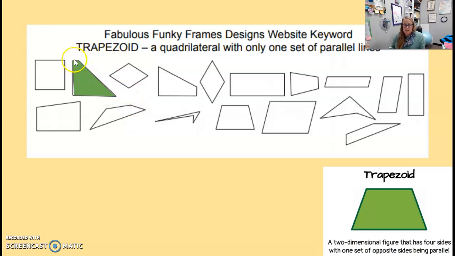Okay, so let's look at this. This side, or the top and the bottom, these are both parallel because they're never going to ever cross. So that works. That is my 1 set, and there's still 1, 2, 3, 4 sides, so that works. And this one also works.